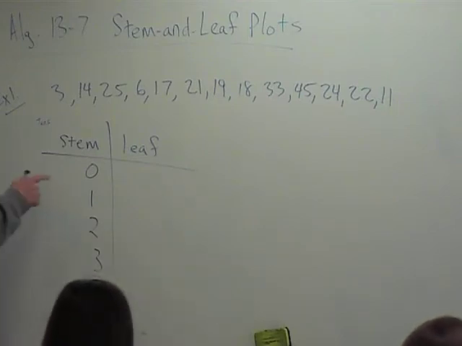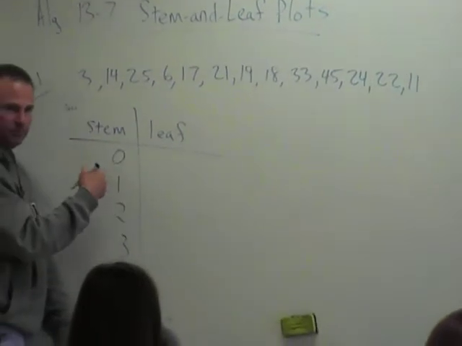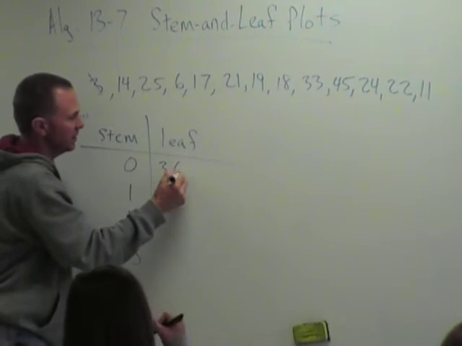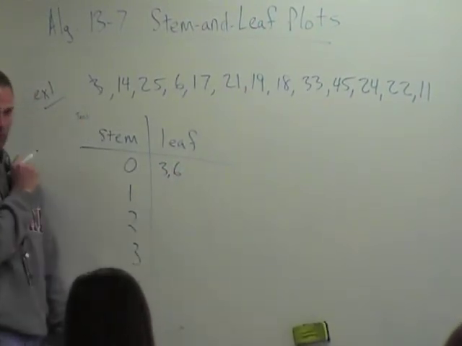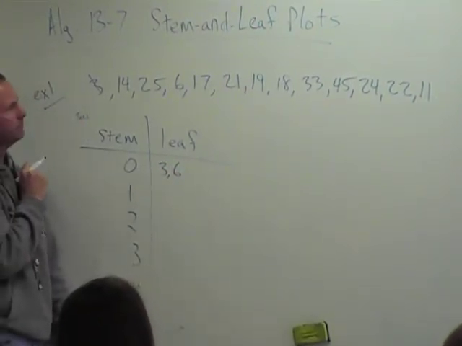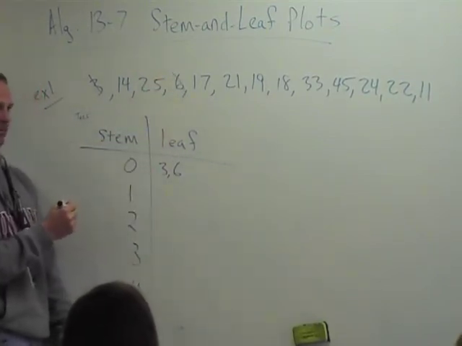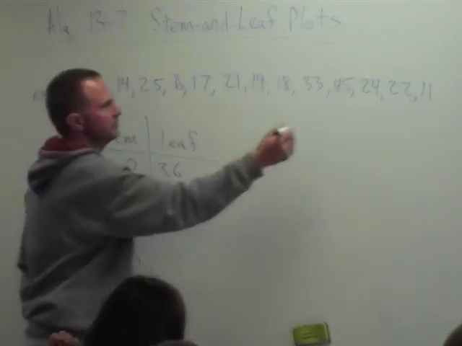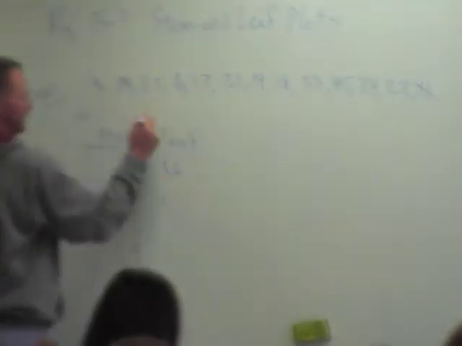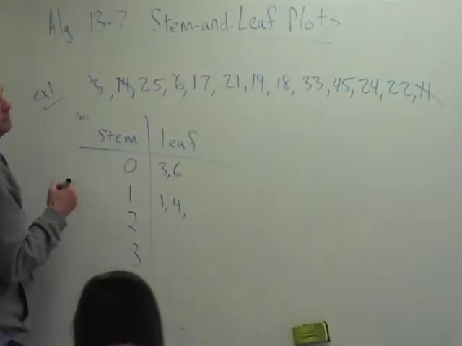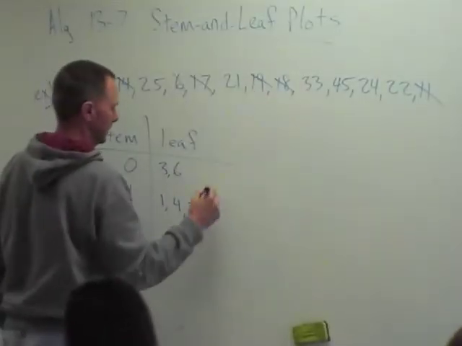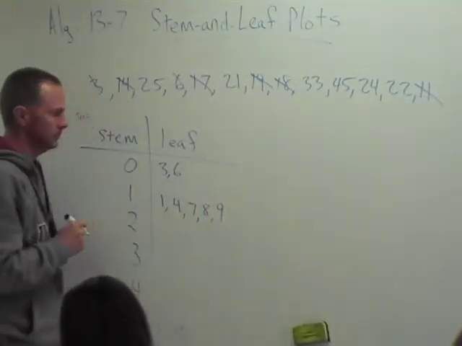All right, so now let's see. How many ones do we have? 3, and what else? 6. Okay, so 3 and 6. All right, how many tens do we have? In order. What's first? 11. 11. 14. 14's next. 17. 17. 18. 18, 19.